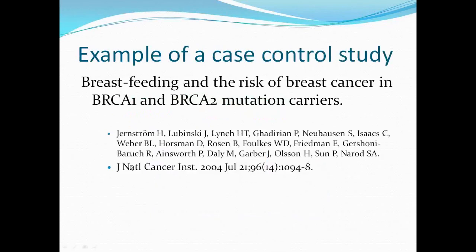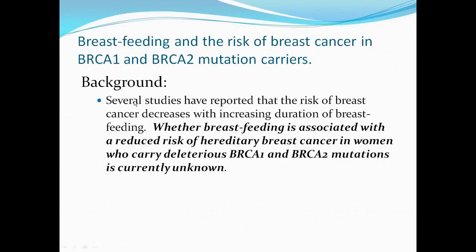So an example of a case control study that I just pulled out of the literature is breastfeeding and the risk of breast cancer in BRCA1 and BRCA2 mutation carriers. And so the background from this article stated the hypothesis, which was basically, is breastfeeding associated with a reduced risk of hereditary breast cancer in women who carry deleterious BRCA1 or BRCA2 mutations?